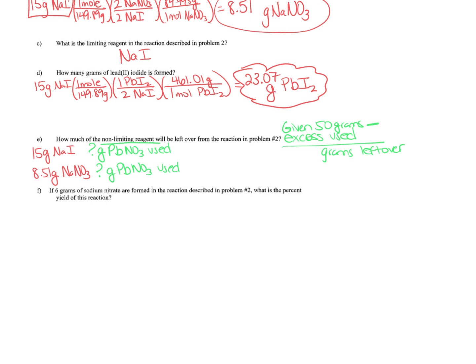So you can actually figure out 2 ways to figure out how much lead nitrate gets used. You can either start with your 15 grams of sodium iodide and figure out how many grams of lead nitrate is used, or you can start with your 8.51 grams of sodium nitrate that we calculated would be made, and we can calculate how many grams of lead nitrate would be used. So pause the video. You can pick either way. You should get the same answer for how much of this reactant we're going to actually use, and then we'll subtract to figure out how much is left over.